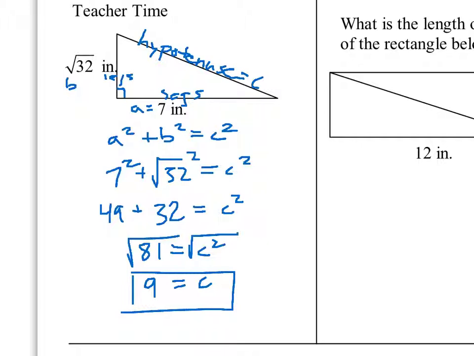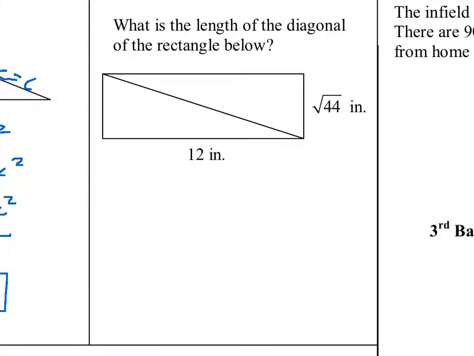Everything else is really just looking at problems being presented slightly differently and having to recognize them as, hey, how do I use Pythagorean theorem for this? So let's look over to the right. It says, what is the length of the diagonal of the rectangle below? There is a key word that we must know the definition of because it is a vocabulary term that will be tested. Diagonal.